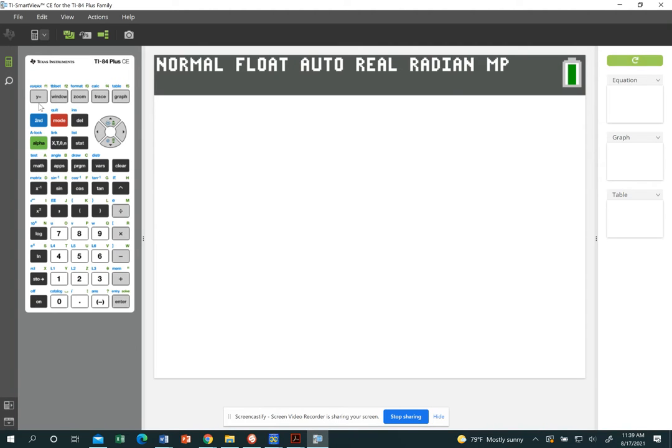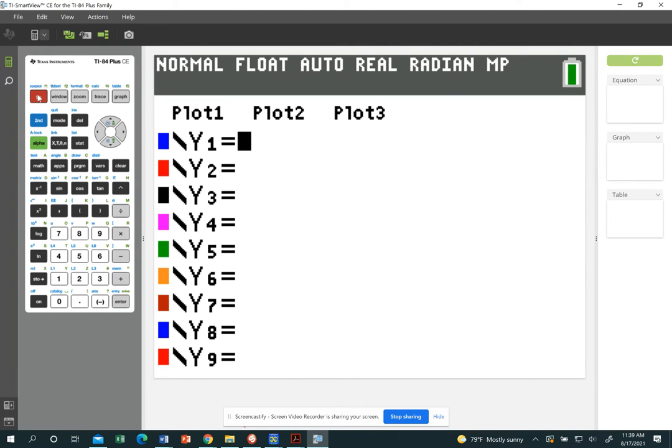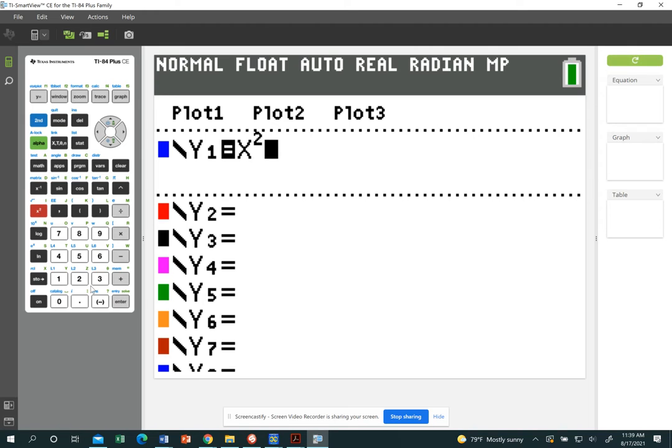All right, so like I said, we're going to start with an easy function. So let's go to y equals, let's do an easy one. Let's say x squared. Let's go ahead and put x squared plus 3x minus, what should we say, 5? I have no idea. And press enter.